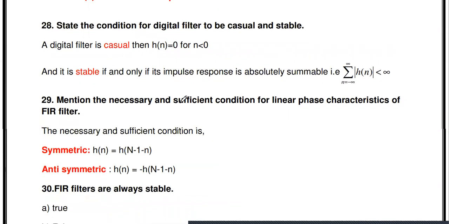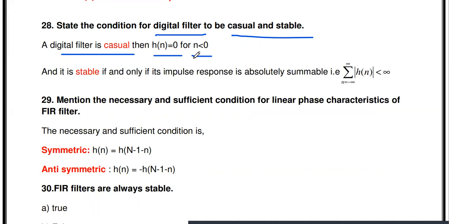Then the next thing, state the condition for a digital filter to be stable and causal. We studied this question in digital signals and systems. So first, if the digital filter is causal, the impulse response is 0 for n less than 0. That is, for negative values of time the impulse response is 0. Only for positive values of time is the impulse response available. That means the system is said to be causal.